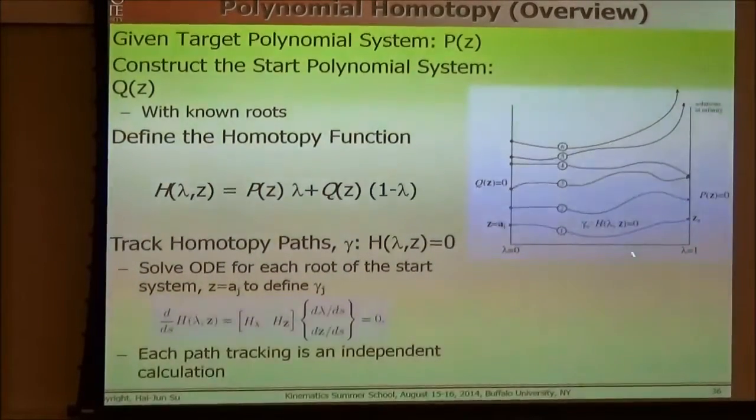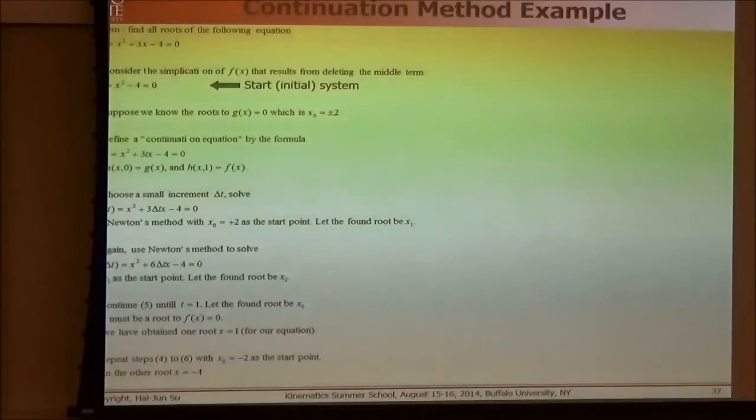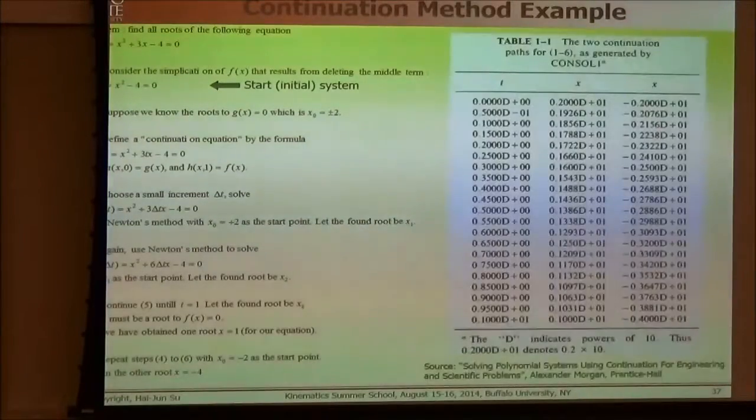And sometimes it does not get to lambda equal to 1, and you cannot continue. That's a divergent path, so that's the path that we just discussed, those paths. And each of the tracking processes is nothing more than solving linear equations using an iteration approach. That's the basic principle.